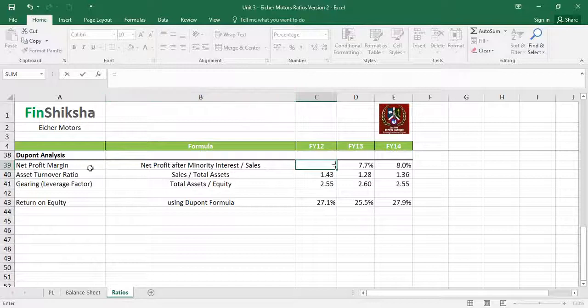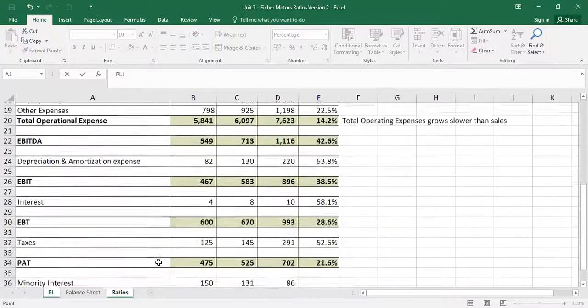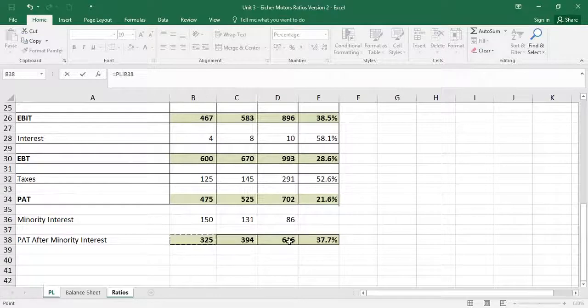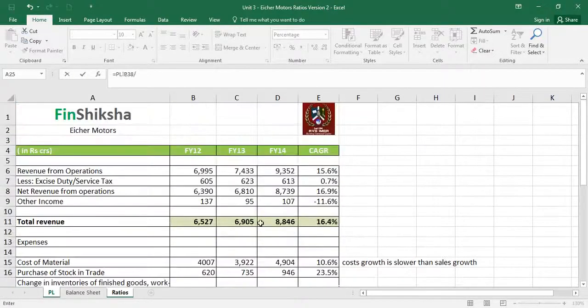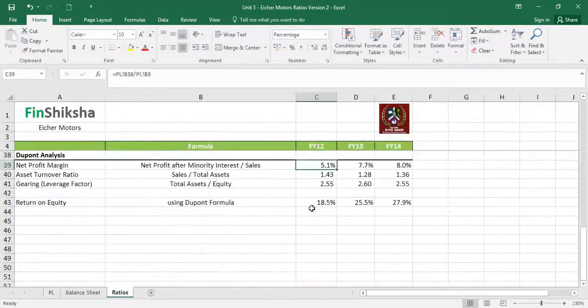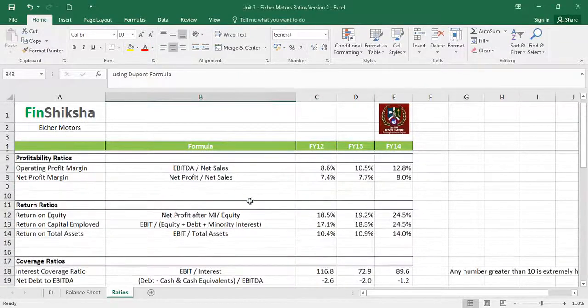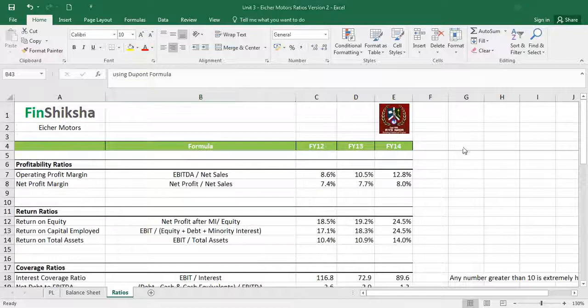We will calculate net profit using the same definition. I'm going to calculate net profit after minority interest. That's 325 and divided by the revenue from operations, net revenue from operations. Drag it ahead and we see the return on equity numbers become 18.5%, 19.2%, 24.5% based on the DuPont formula. Let's see what the return on equity numbers we had calculated earlier are. They're exactly the same as 18.5%, 19.2% and 24.5% using the DuPont analysis, right?